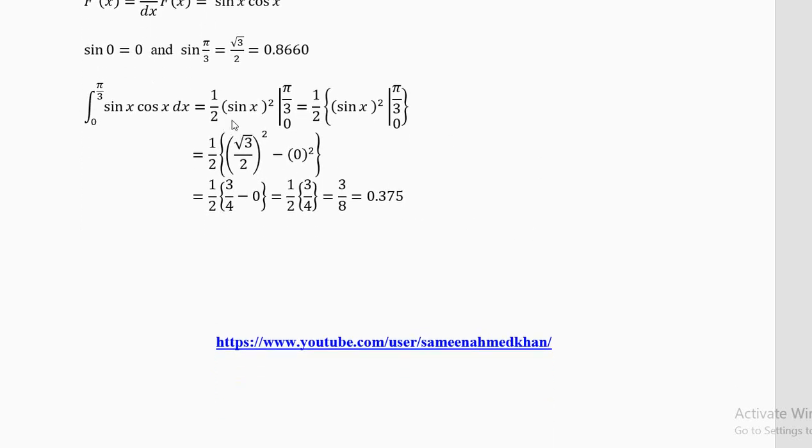Now it is half sin x whole squared going from 0 to pi by 3. Sin pi by 3 is square root of 3 by 2. Whole squared, you will get 3 by 4. And sin 0 is 0. 3 by 4 minus 0 is 3 by 4. Half into 3 by 4 is 3 by 8.